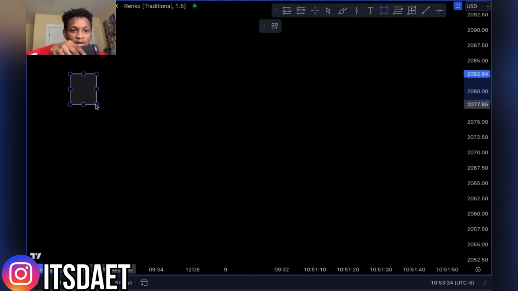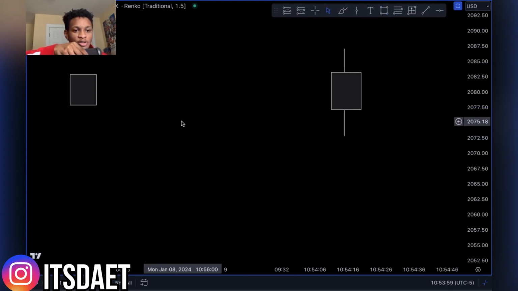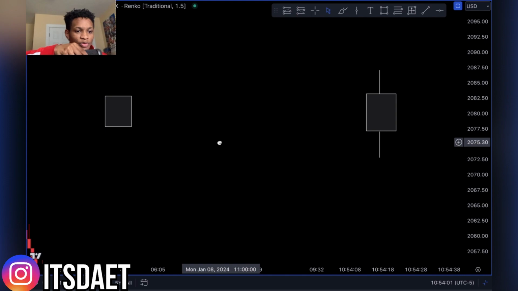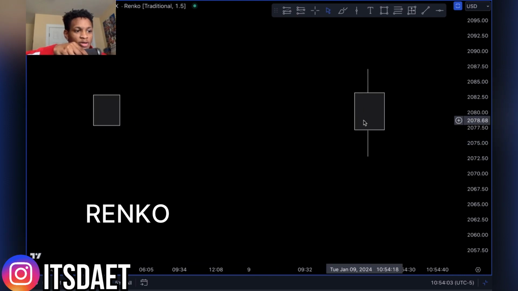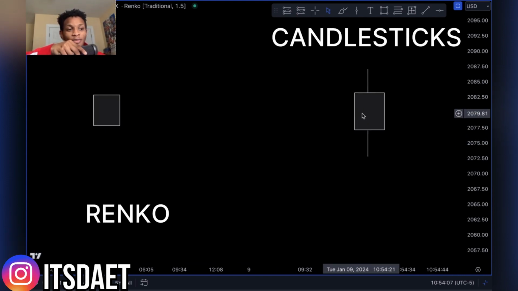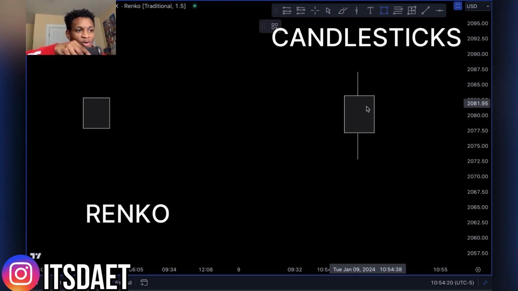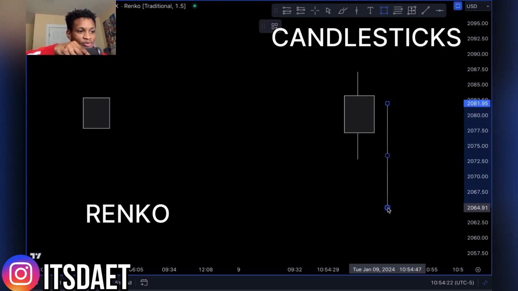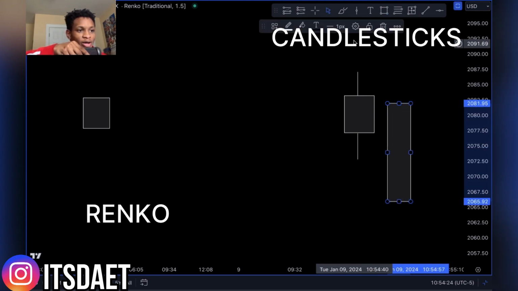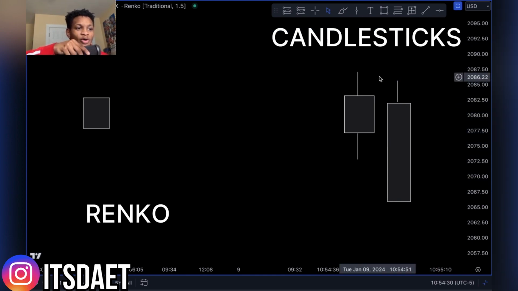Pretend this is a Renko brick. Renko is on the left, and the Japanese candlestick is on the right. Let's talk about the Japanese candlesticks, because you know how this forms. Let's say we're on a 15-minute chart. A Japanese candlestick is going to form every 15 minutes. After 15 minutes, something like this will happen, and another candlestick will form.